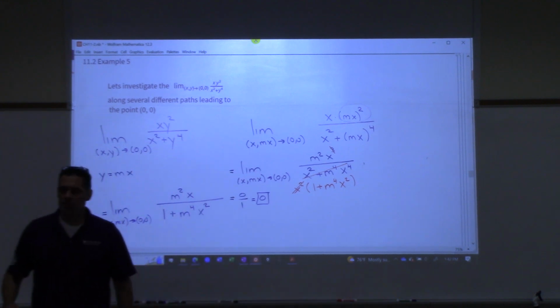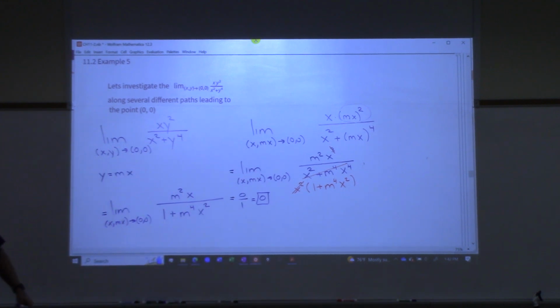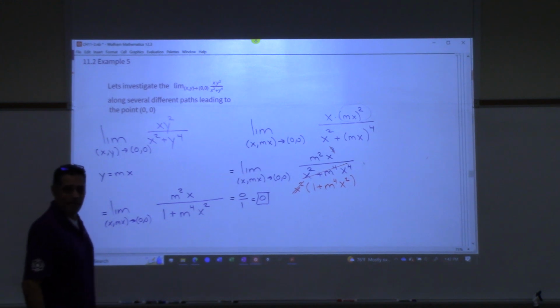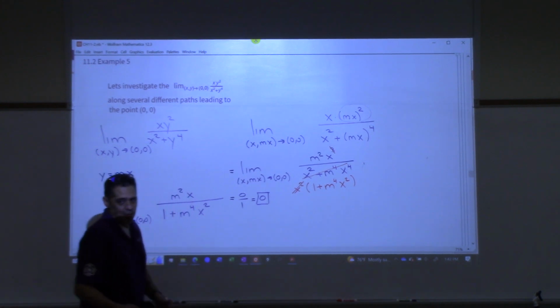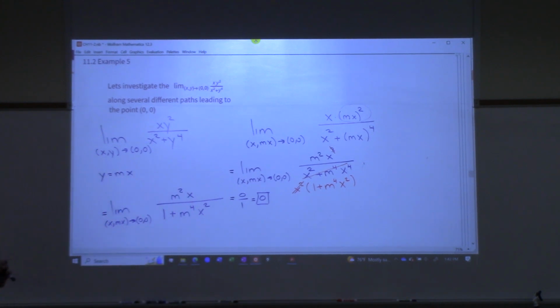Who has a question? Have we gained any ground here at all? Yes? If you try y equals the square root of x. You want to try y equals the square root of x? Okay, I'm going to do it just because. Let's see what happens. All right? Y equals the square root of x. This is the chosen path here.